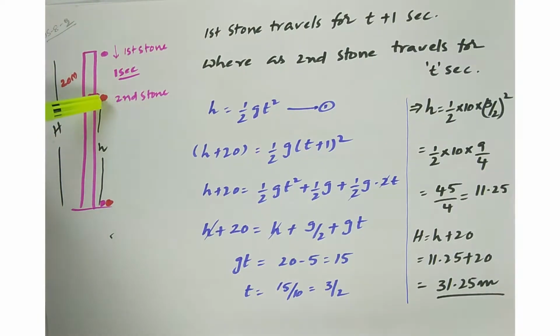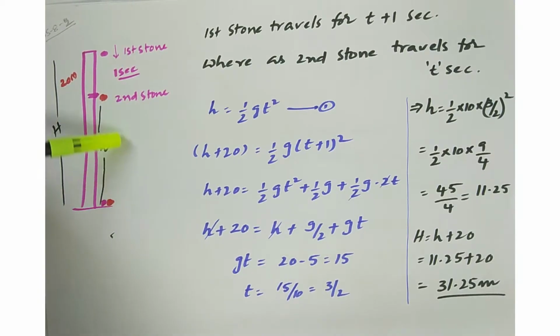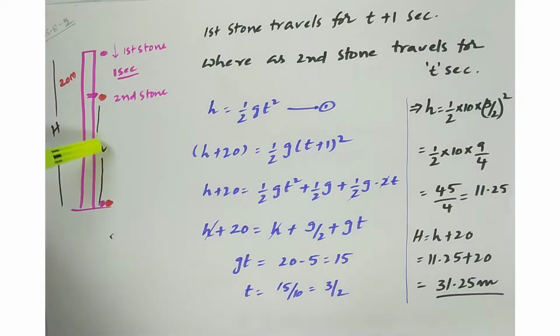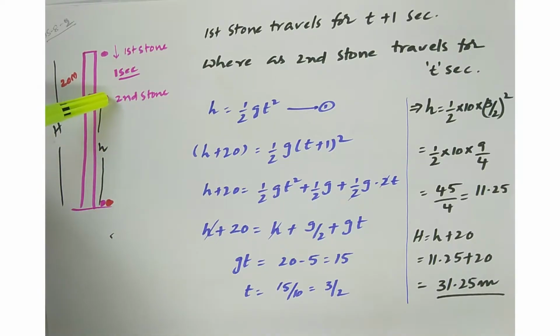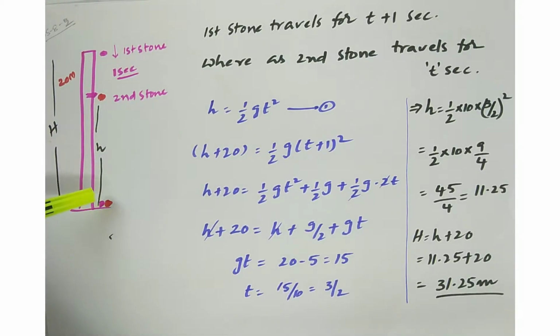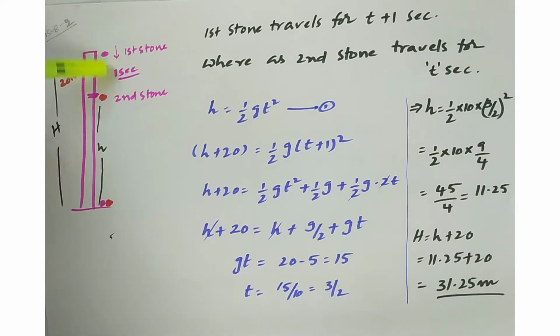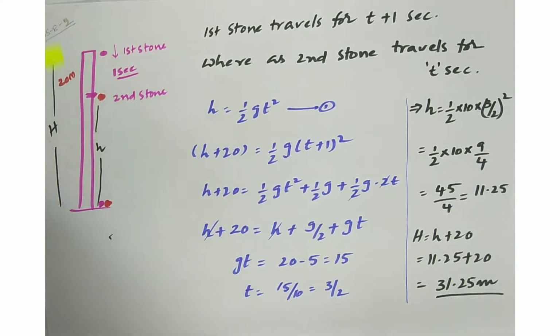Now first let us take this portion. If I imagine this as small h, if the time taken by the second stone to reach the ground is t, small h equal to half into g into t square. Say this is equation number 1. If the second stone takes t seconds, what is the time taken by the first stone? Here the second stone is dropped after 1 second. That's why the first stone travels for t plus 1 second.